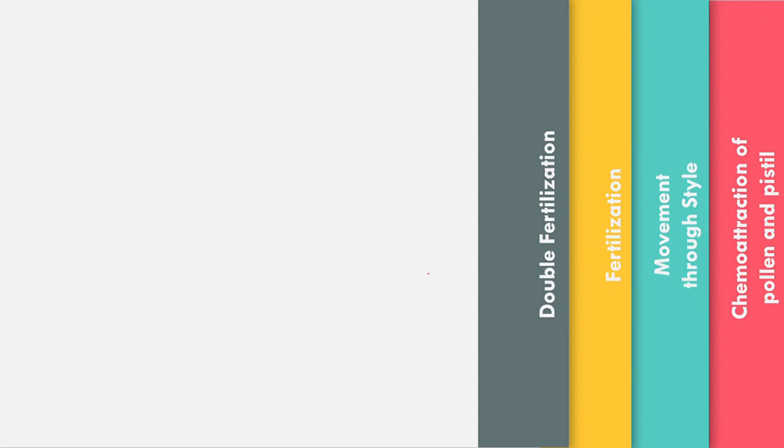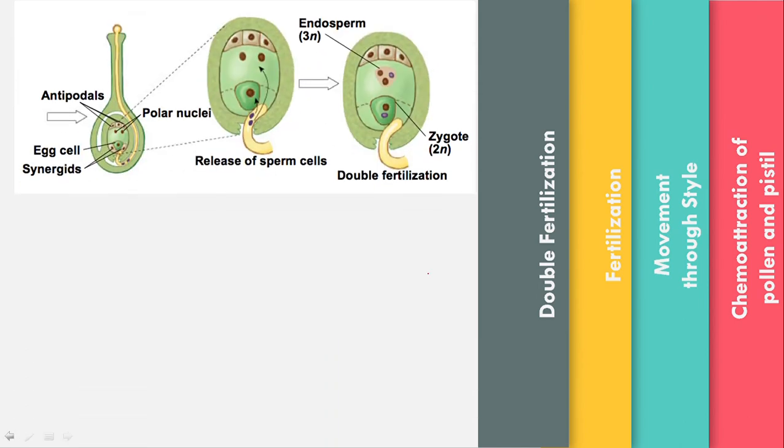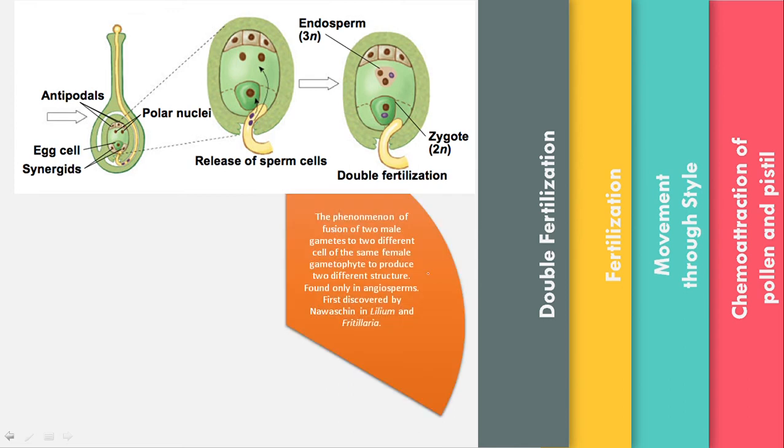Now, this is the most important thing, that is the double fertilization. What is double fertilization? The phenomenon of the fusion of the two male gametes with two different cells of the same female gametophyte to produce two different structures. That is known as double fertilization. See, this definition is very very important. Fusion of two male gametes to two different cells.